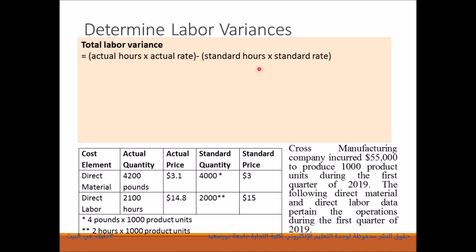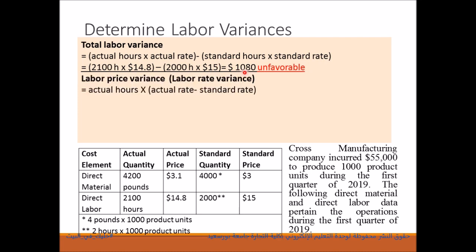Labor variance can be obtained by subtracting standard cost from actual cost, and actual cost can be obtained by multiplying actual hours by actual rate, and standard cost can be obtained by multiplying standard hours by standard rate. And the information related to labor hours and rates are given over here: actual hours, actual rate, standard hours, and the standard rate. So actual cost seems to be higher than the standard cost. That's why labor variance is unfavorable. $1,080 unfavorable labor variance. This can be analyzed into price or rate variance and quantity or efficiency variance.